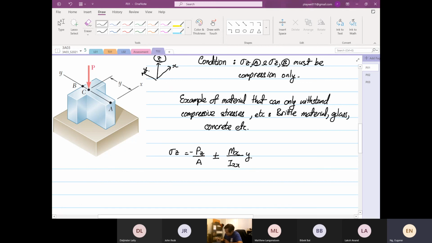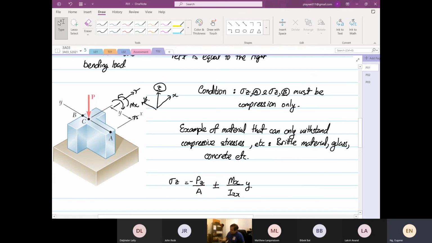Why is it x? Okay, because the moment can be in this direction, or the other direction. So the axis of rotation is about the x-axis. If I'm going to draw the axis of rotation, this is the axis of rotation. It's parallel to your x-axis. Okay, so that's why it's moment about x.